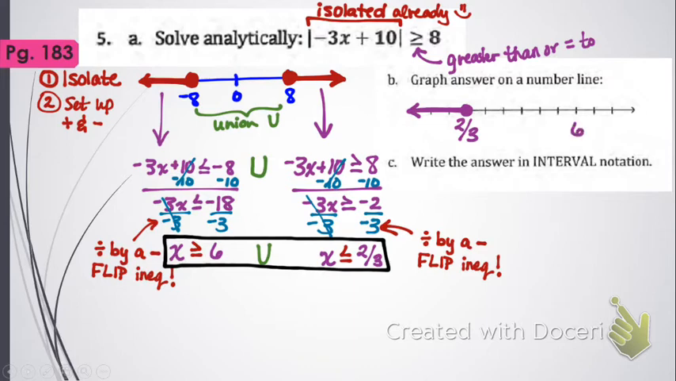6 is going to go further to the right. It's a filled in dot also because it still has the or equal to. Which way do I shade this one? Right. To the right because it's a greater than. I want numbers that are bigger than.